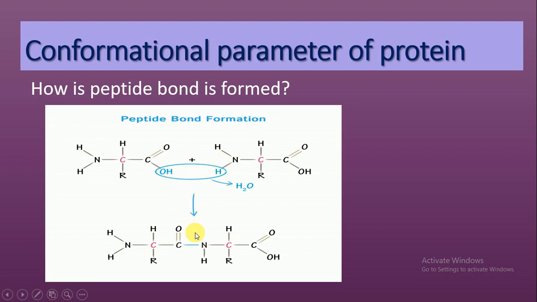nitrogen makes a bond together, and this bond that is formed in between carbonyl carbon, this carbon with double bond O, this is called carbonyl carbon. This carbonyl carbon and nitrogen, the bond between this carbonyl carbon and nitrogen, this bond is called peptide bond.